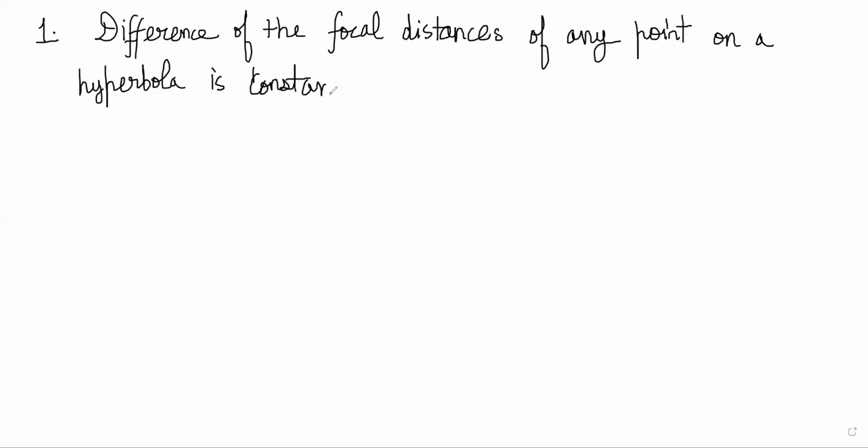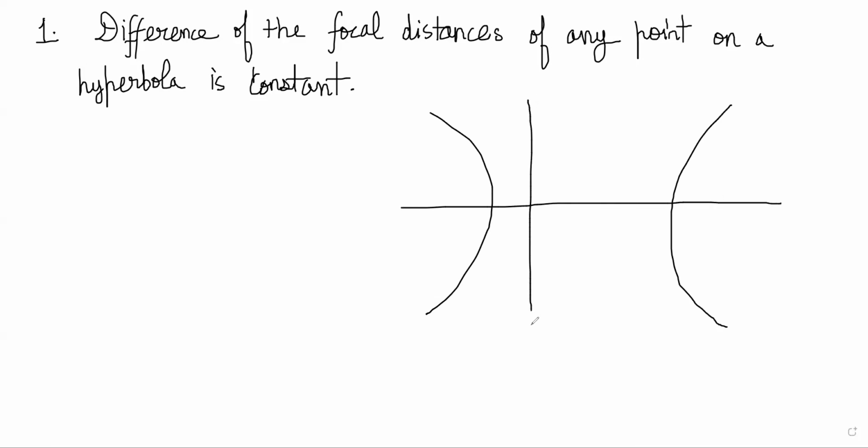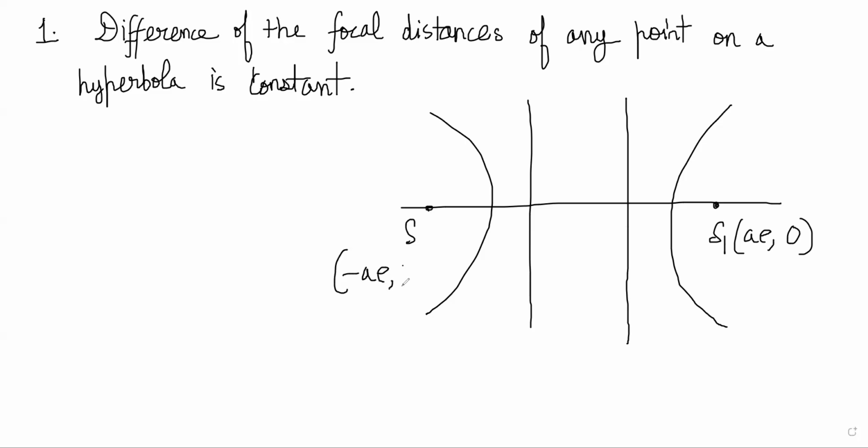In an ellipse, we saw that the sum of the focal distances was constant. In a hyperbola, it is the difference of focal distances that is constant. So how do we get that? First of all, we mark everything. This is focus 1, AE comma 0. This is focus 2, minus AE comma 0. This is directrix x is minus a by e, and this is x is equal to a by e.